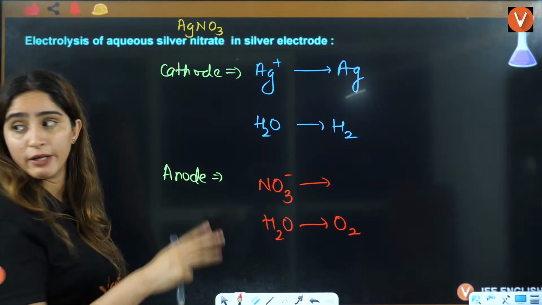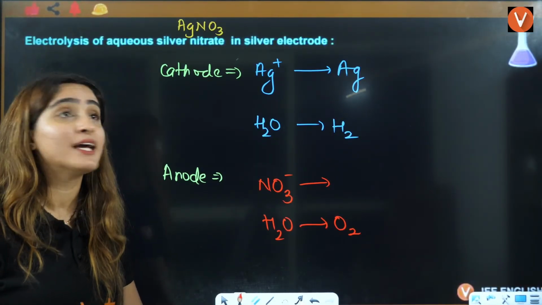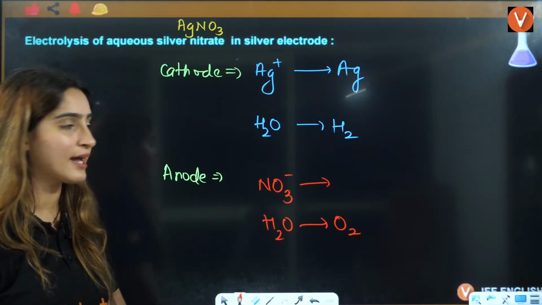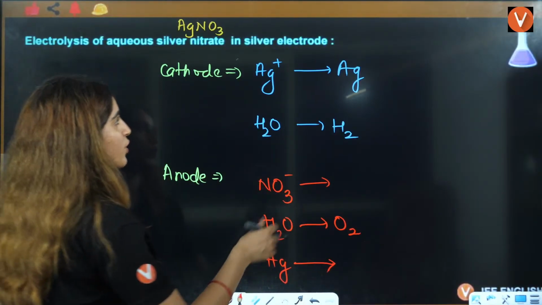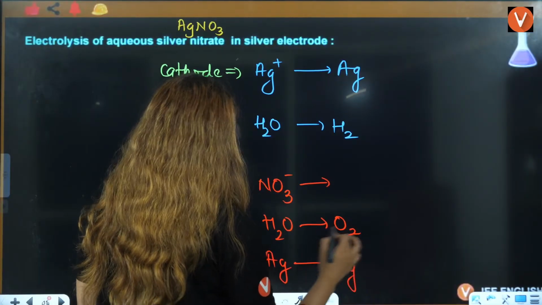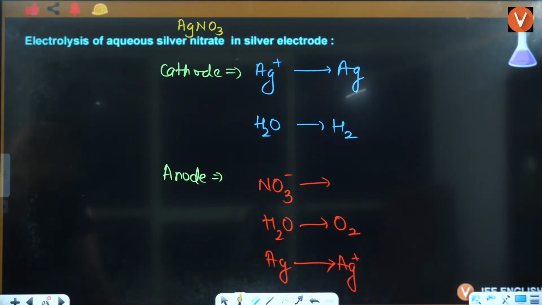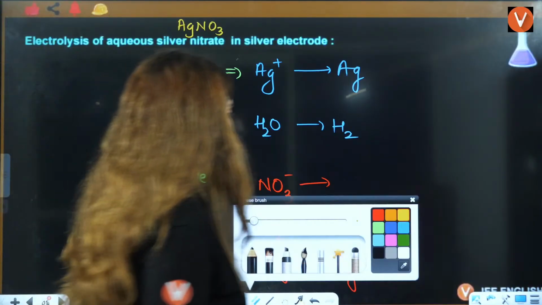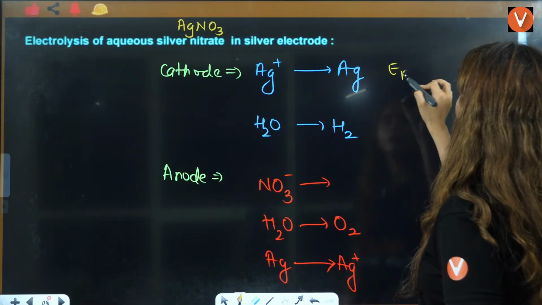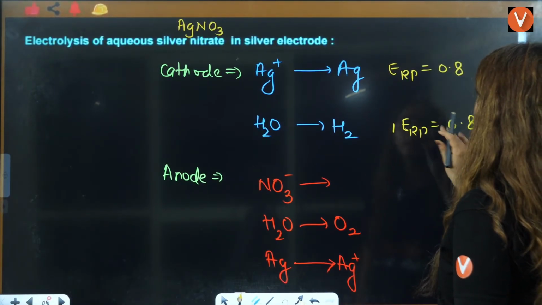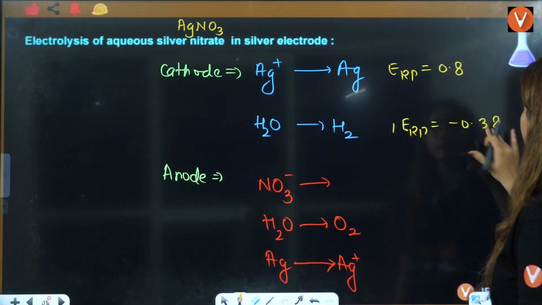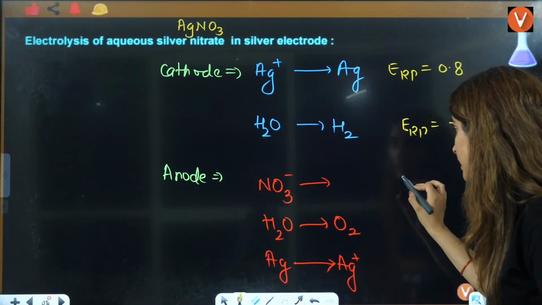Then the third case will be what? This reactive electrode, that is silver. So with a silver electrode, Ag is going to participate and will be converted to Ag positive. So you need to tell me for Ag what is the electrode potential. Yes, 0.8. So for this, the reduction potential is 0.8, and here it is minus 0.83.